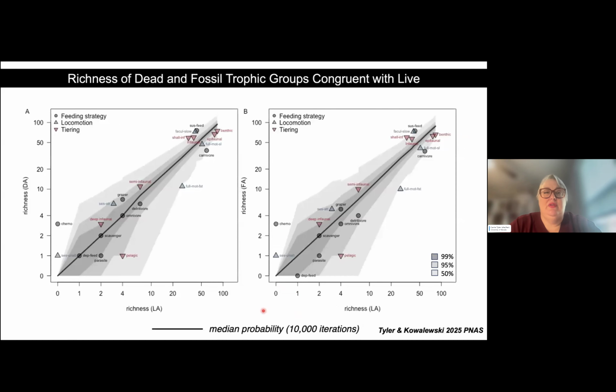Here, if we look at each of those traits individually, here's the death assemblage and the live assemblage, again the number of taxa. And here on the right, we have the fossil assemblage. And you can see for each of those functional groups, there's a really strong relationship between the live and the dead. And here, the shaded regions show the confidence intervals, from 99 to 50%, again based on our bootstrapping with 10,000 iterations. So you see this is a really, really strong relationship, with richness highly congruent between the live and the dead and the live and the fossil as well.